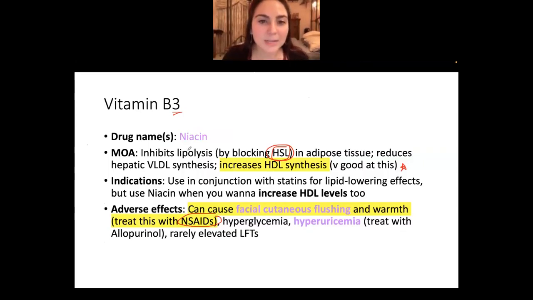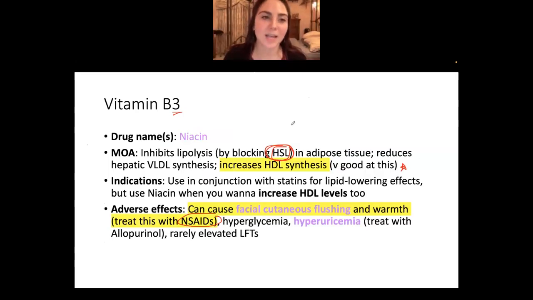It can cause hyperglycemia because, again, it's kind of messing with lipolysis. It can kind of cause lipodystrophy in a way. I think it's just the other effects of hormone sensitive lipase. Like I said, insulin also acts on hormone sensitive lipase, so you can mess with insulin's role and get elevated glucose levels.